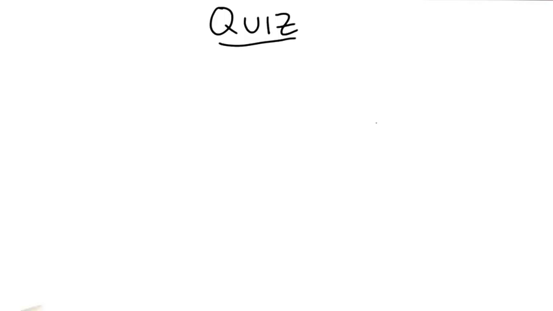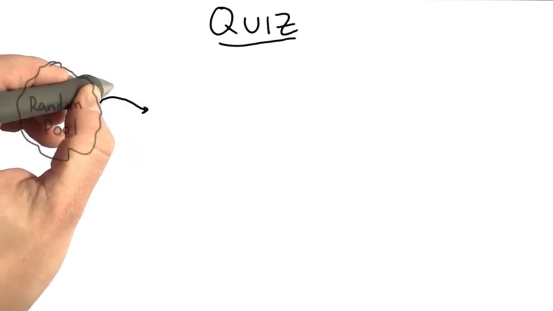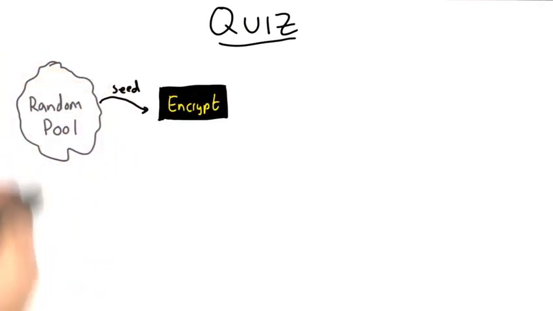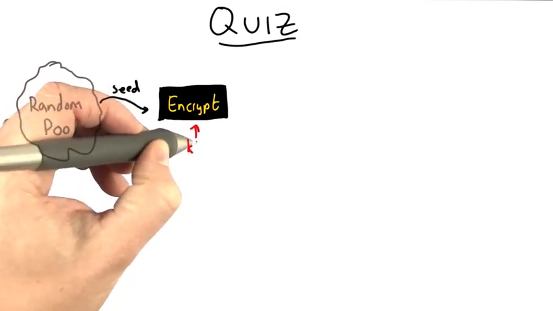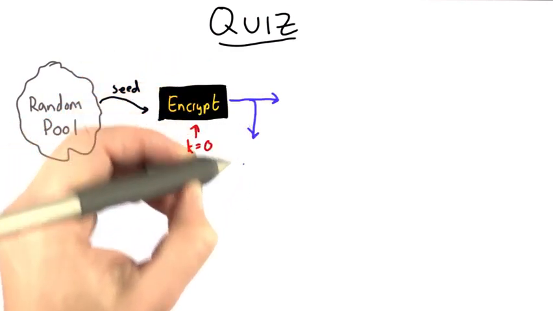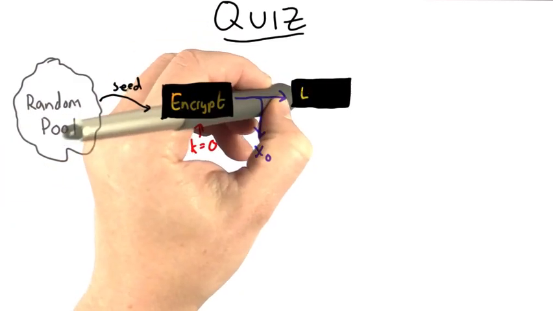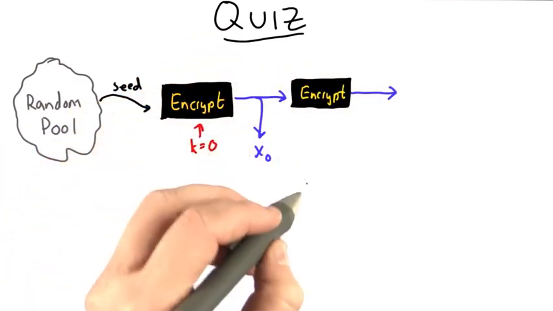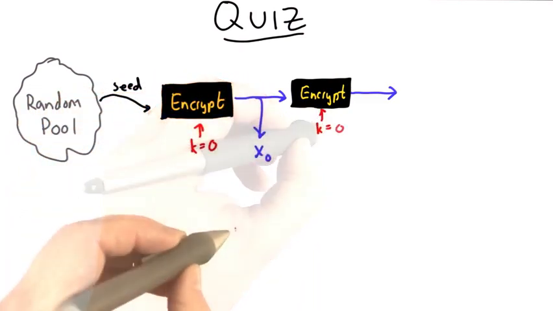So for this quiz, I want to see if you can figure out a sensible way to do this. So we've got some pool of randomness, and one approach would be to extract a seed from that pool, and use our encryption function. We'll make the seed the message. We'll select the key as 0. We'll get an output from that, and we'll make a copy of the output. That's going to be our first random value. Then we'll encrypt again, using the previous output as the new input, using the key 0 again, and extracting the next random number.